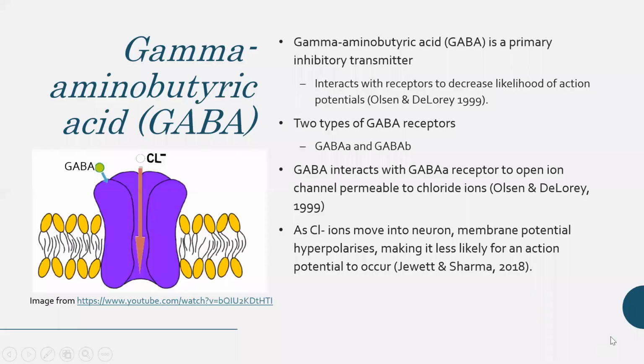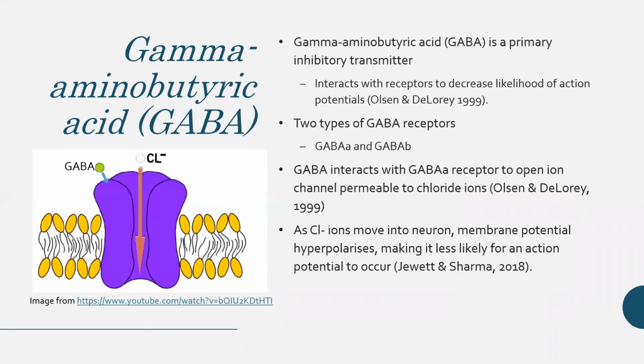First, let's talk about a neurotransmitter that plays an important role in chloride ions, gamma-aminobutyric acid, or GABA for short. GABA is a primary inhibitory neurotransmitter, meaning that the neurotransmitter interacts with the receptors of a neuron to decrease the likelihood of that neuron to produce an action potential. The activation of GABA also causes the membrane potential to become more negative, which you may know as inhibitory postsynaptic potential, or IPSP for short.